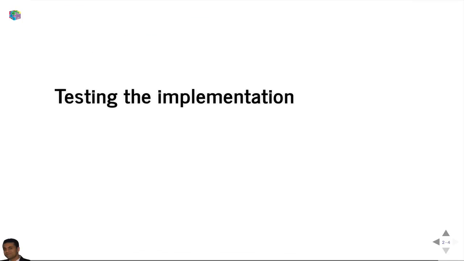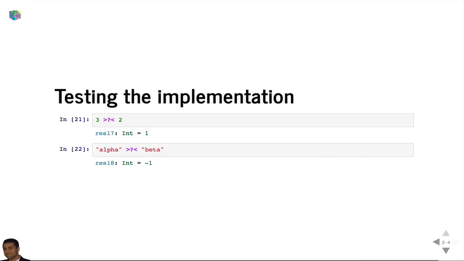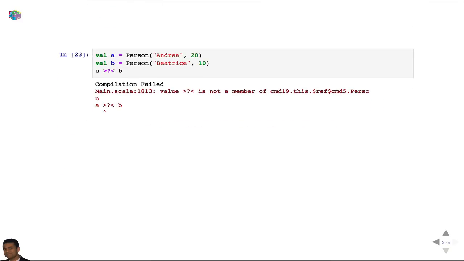Let's verify if what we did works. The typeclass instance is correctly applied to integers. Also, the typeclass works for strings. The typeclass does not work for persons until we provide an implementation.